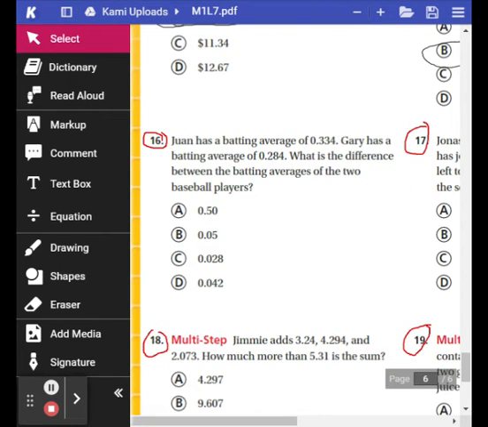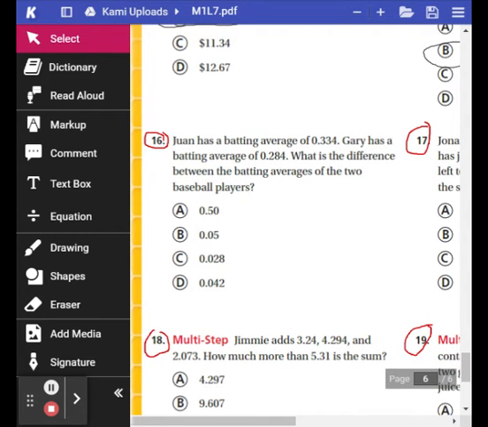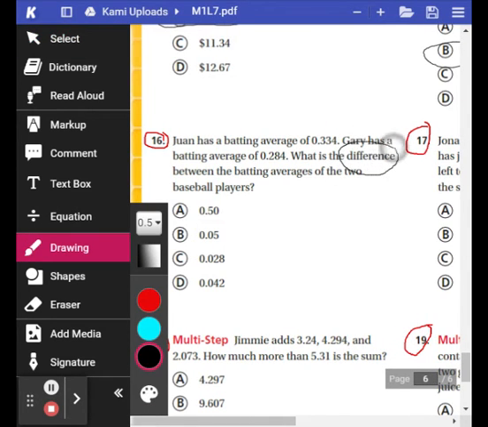Okay, so Juan has a batting average of 334 thousandths. Gary has a batting average of 284 thousandths. What is the difference? Remember, what does the word difference mean? Absolutely, it means subtraction, between the batting averages of the two baseball players.